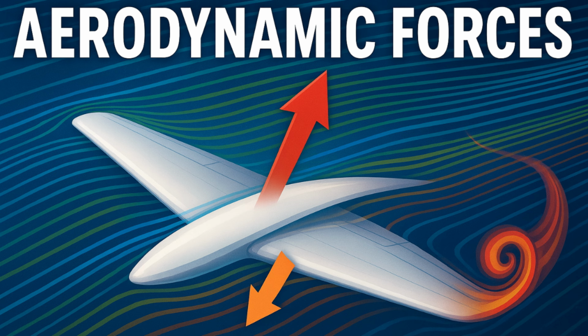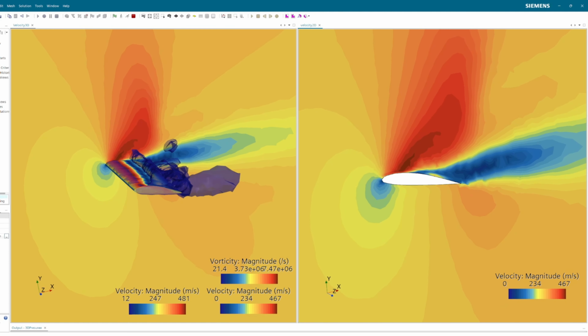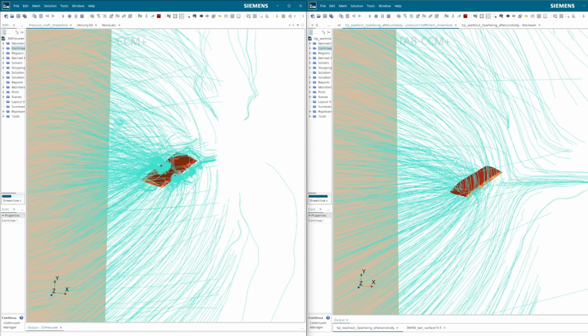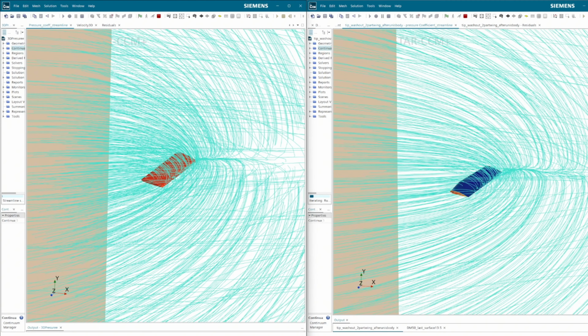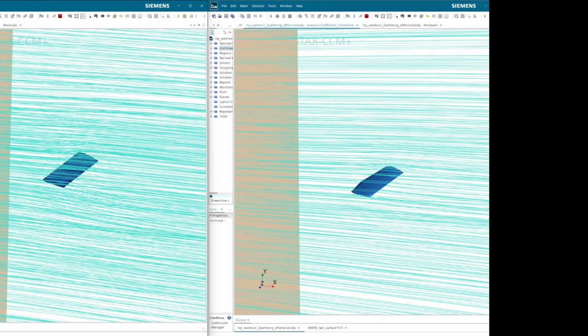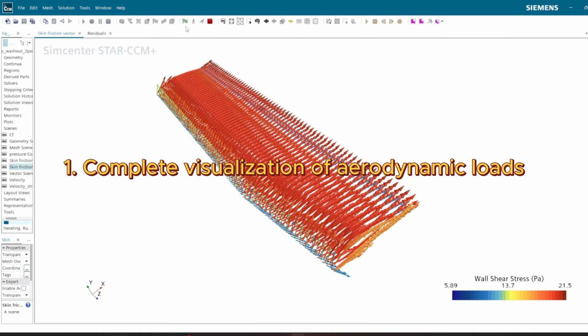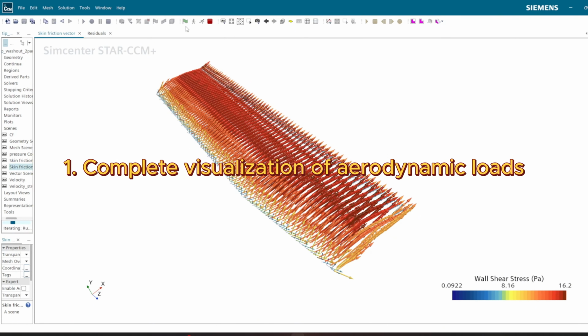In the previous video, we successfully completed the numerical simulation of a 3D wing, verified its basic aerodynamic performance, and calculated the lift, drag, and moment coefficients of the entire aircraft. In today's video, I'm going to dive deeper into the simulation results. I'll walk you through two key parts. First, how to fully visualize the aerodynamic loads, including a very practical technique for generating wall streamlines.